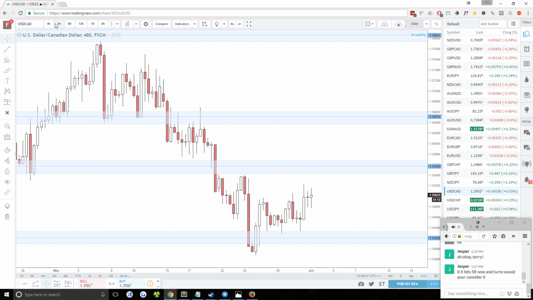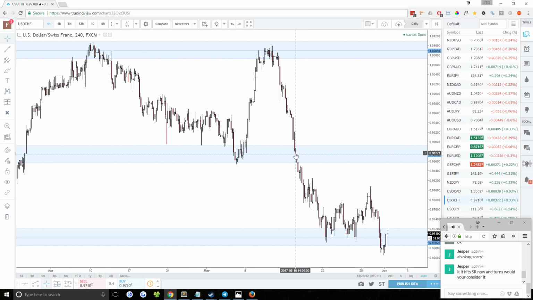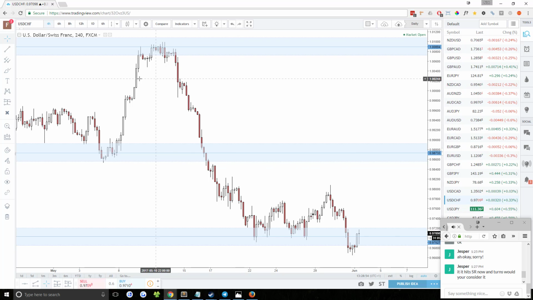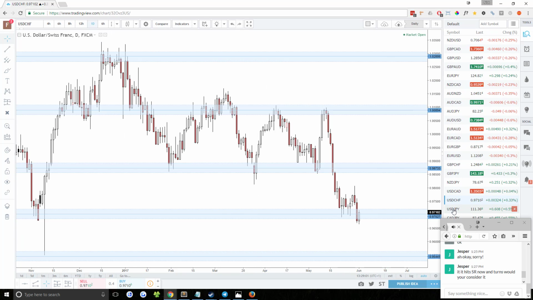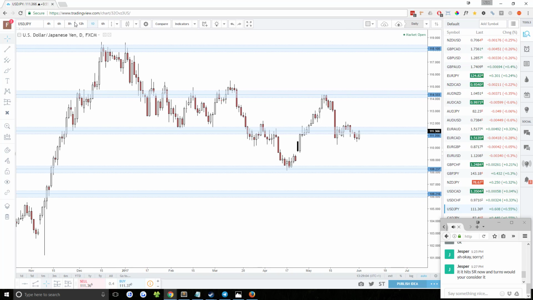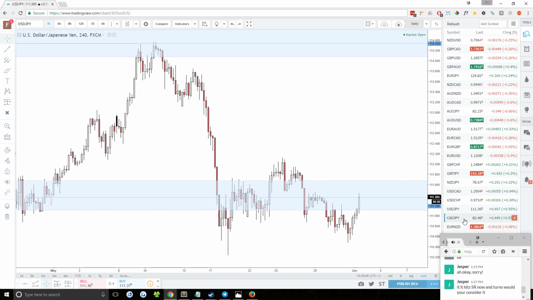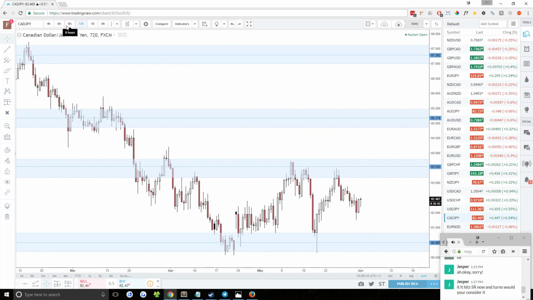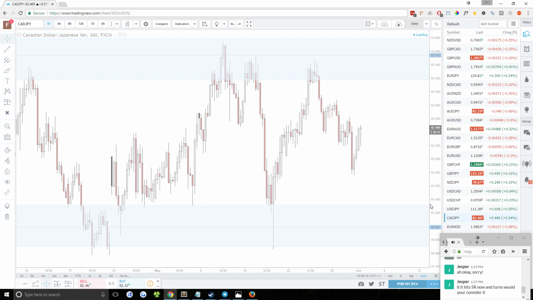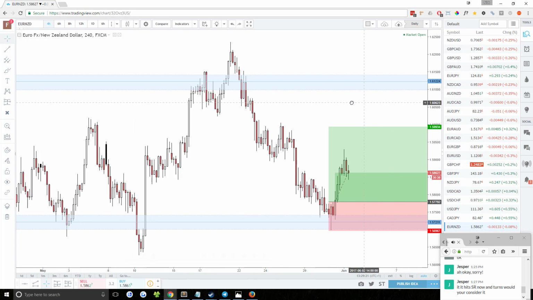USD CAD, not doing anything interesting. USD CHF, counter trend reversal, but it's a bit below support. It's a bit messy. I'm not too interested in this, to be honest. USD JPY, stuck on an area of support. CAD JPY, not even sure why I have it open. I think maybe someone asked about this yesterday after the analysis. Euro New Zealand. A few people are long on this one, right?